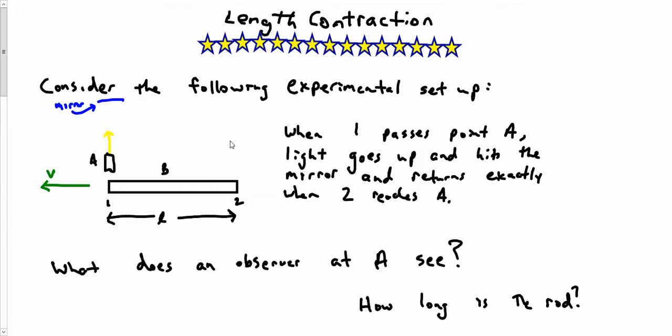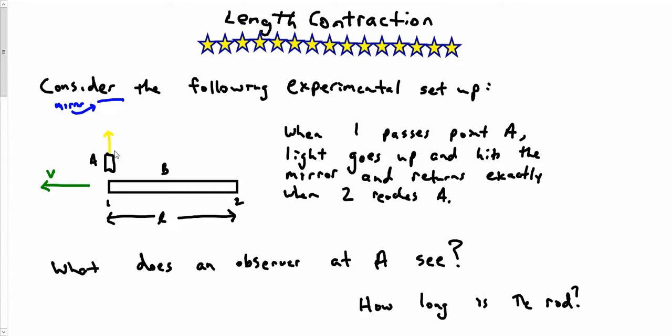Alright, let's talk about what happens to the length of an object when it starts moving pretty fast. So I've got a rod here, its length L, moving super fast in this direction. There are two frames of reference: A, who's just standing here, and B, who's standing on top of the rod. When the front of the rod gets to A, light shoots up, hits the mirror, and starts to come back down.